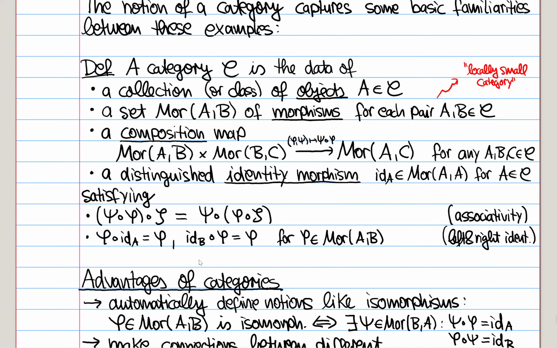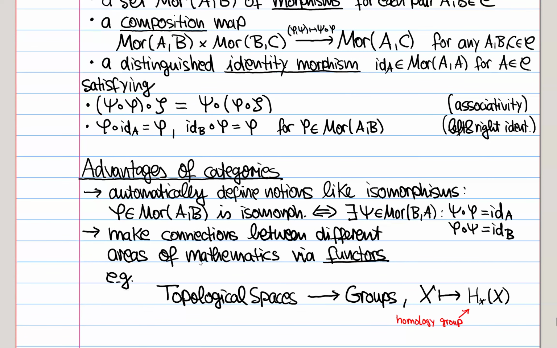Some of the advantages of this language is that, for example, it automatically defines some notions for you, like the notion of an isomorphism, because you can say phi in the morphisms from A to B is an isomorphism if and only if there exists psi in the morphisms in the opposite direction, such that if you compose it like this, you get the identity of A. If you compose in the opposite way, you get the identity of B. So it's a left and right inverse.